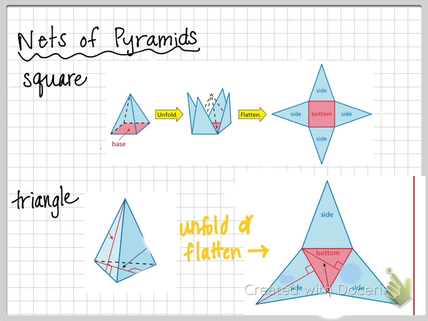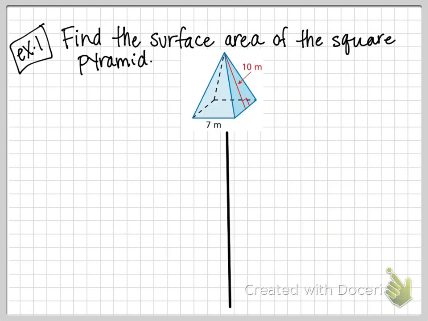All right, let's get down to business. Let's find some surface areas. Okay, we'll do it both ways. So just like we did with prisms, we can do it either by just finding the areas of all of the faces, right? The base and the faces, or we can use the net and draw it and label it and find the areas of the faces. So here we go. We're going to find the surface area of this square pyramid. I want you to draw this in your notes, please.